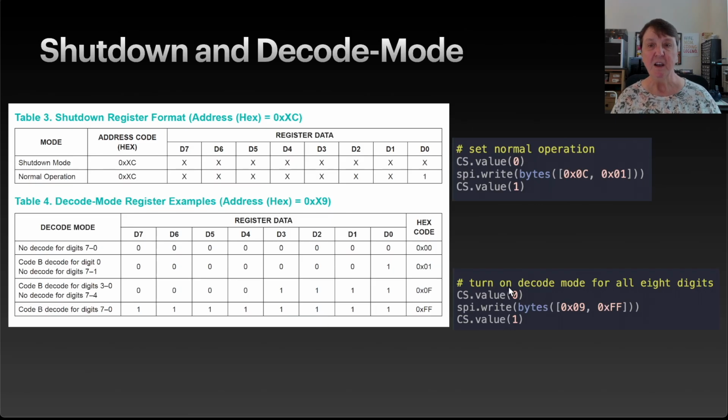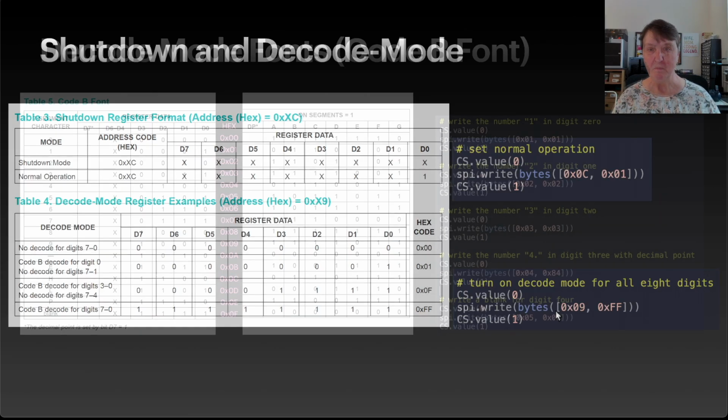So in this case, this command is an example of setting on the decode mode for all 8 digits. Again, sending in the correct address for that one, and you can see it up here again, replacing the X with the 0, and then I want to turn it on for all the digits, so I'll send FF in hex there, and that will turn on decode mode for all the digits.